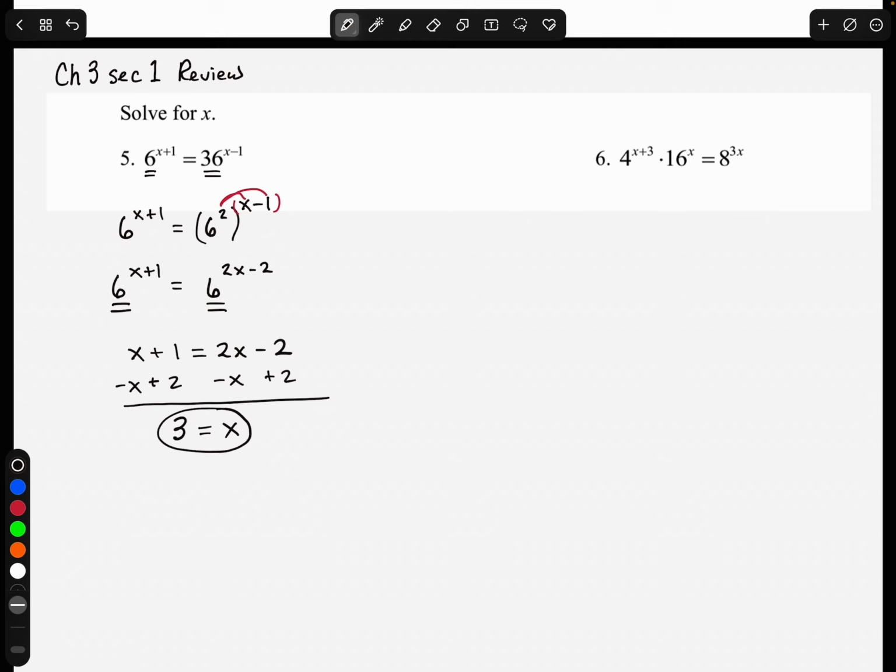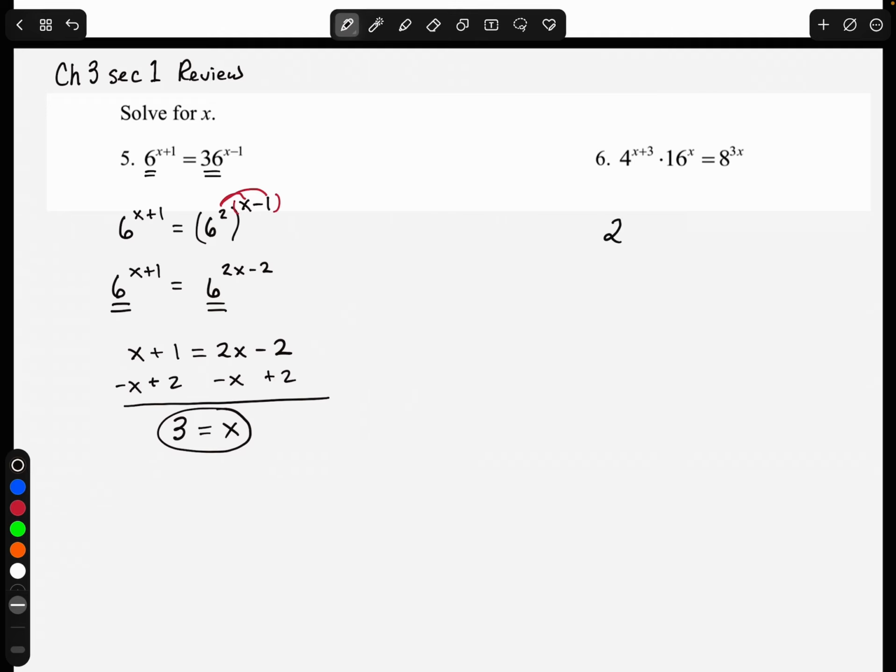Now number 6, we have 4 to the power of x plus 3 times 16 to the power of x is equal to 8 to the power of 3x. Again, we're trying to solve to find a value in the exponent, so we need to rewrite them all at the same base. Now, this one can be tricky because like 4 and 16, I can write 16 as base 4, but 8's a little bit harder to write as base 4. So maybe we take them and we write them all as base 2.